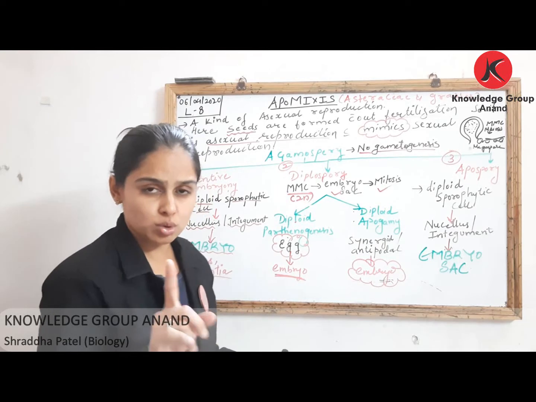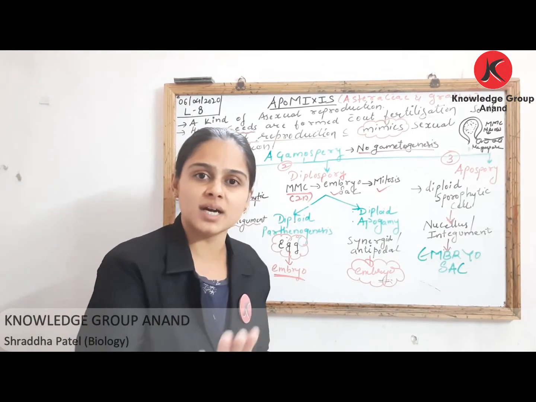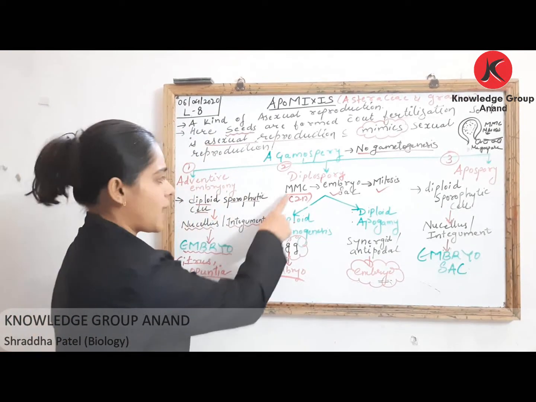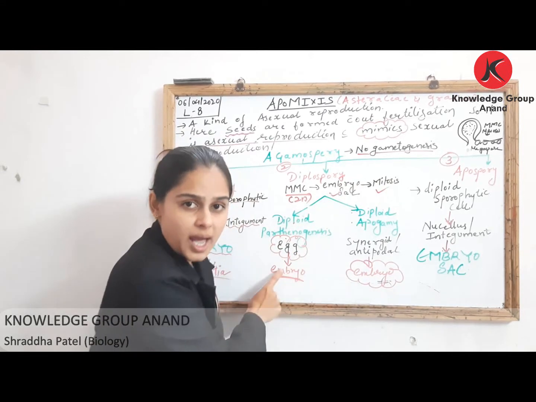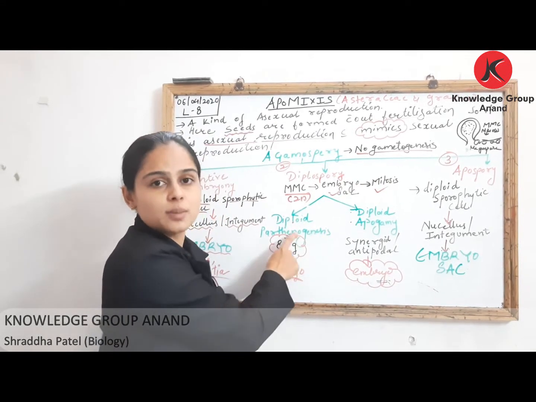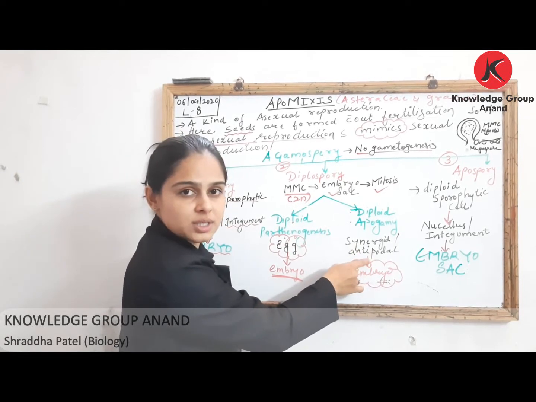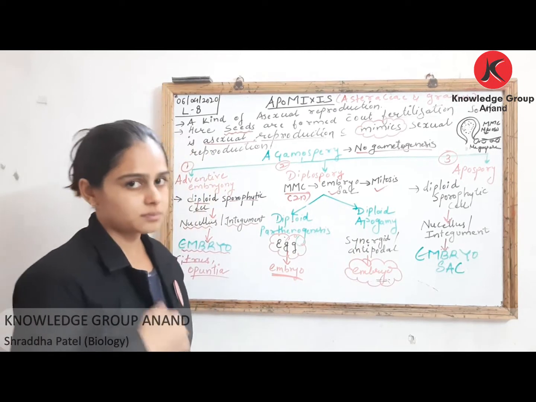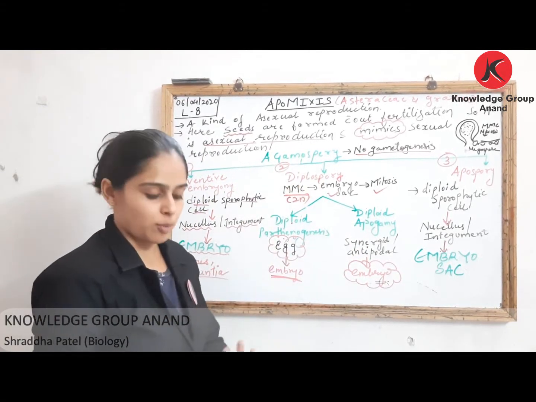Once again, do not confuse. Normal process में MMC undergoes meiosis, but in this case MMC undergoes mitosis to form embryo sac. Egg में से embryo बना तो that is diploid parthenogenesis. If embryo is formed from synergid and antipodal तो उसको कहा जाता है diploid apogamy. Okay, so this is your second type of your agamospermy.